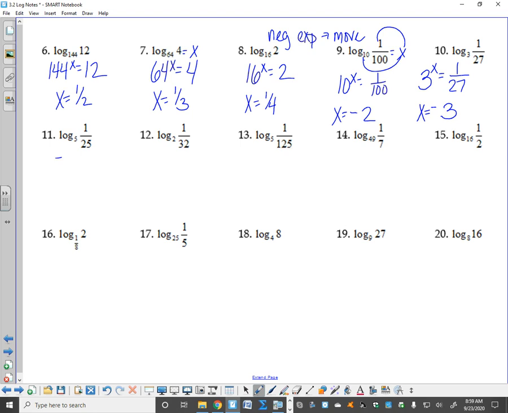Okay. 5 to the x equals 1 over 25. Okay, to get me from a 5 to a 25, you need to square it, and it's 1 over, so you need to move it.